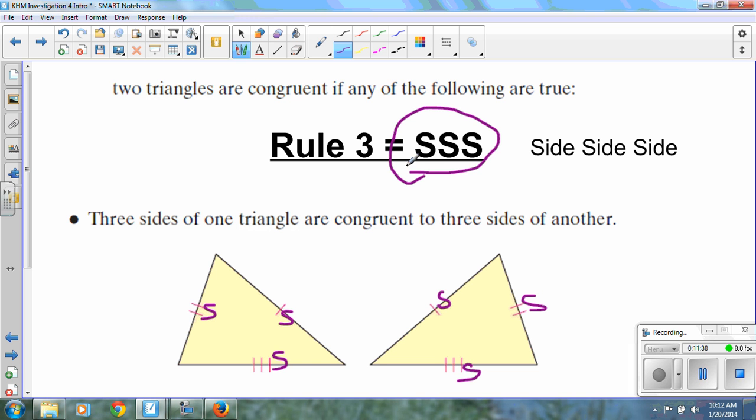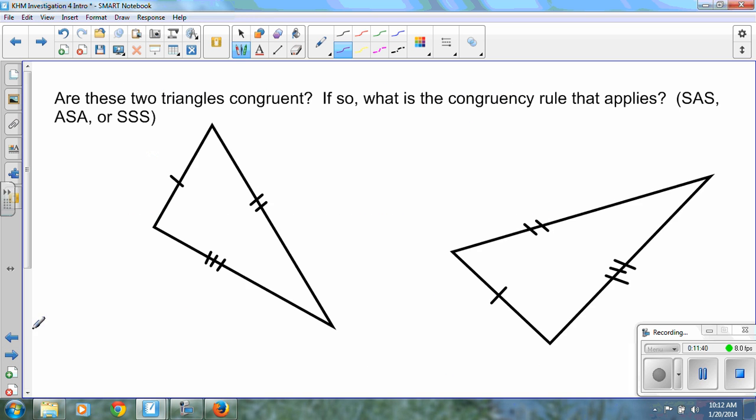So let's take a look at some examples. Okay, so are these 2 triangles congruent? If so, what is the congruency rule that applies? All right, so using the 3 rules that we just learned, SAS, ASA, or SSS, which of those 3 rules says that these are or may be congruent?